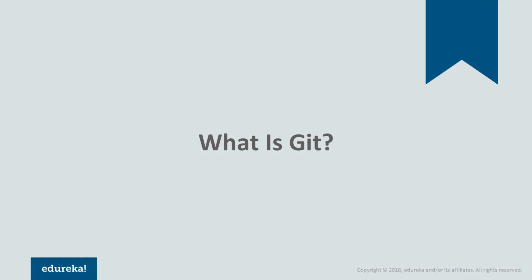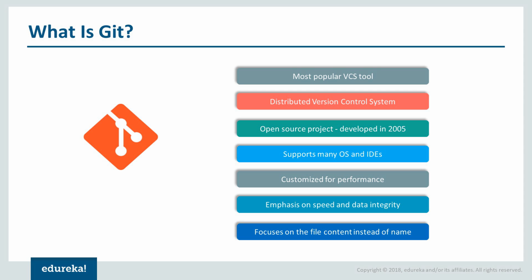Now we have understood that there are two types of version control system. One is distributed and one is centralized. Now Git is a part of distributed version control system. So let's look more deeply into what Git actually is.